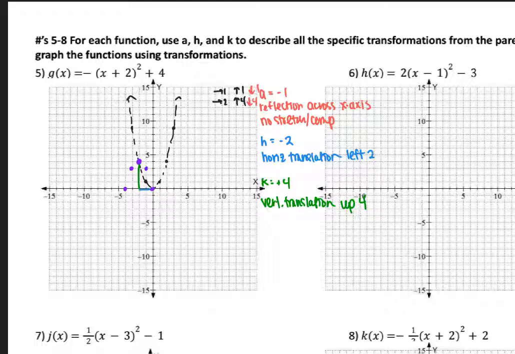So let's graph one more. So next in my parent function, I would go over 3. 3 squared is 9, up 9 to graph my next point. But since A is negative 1, I'm actually going to go down 9 to graph my point. So from my parabola over 3, 1, 2, 3, and I'm going to go count down 9. So 1, 2, 3, 4, 5, 6, 7, 8, 9. So my new point is going to be right here. And then I can find its symmetric point on the other side.